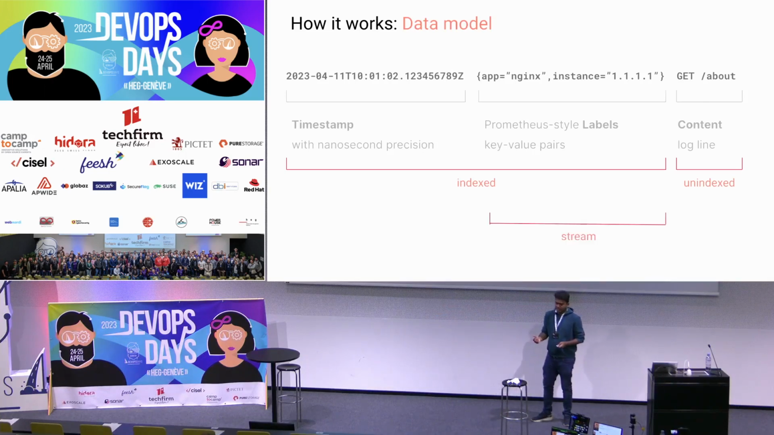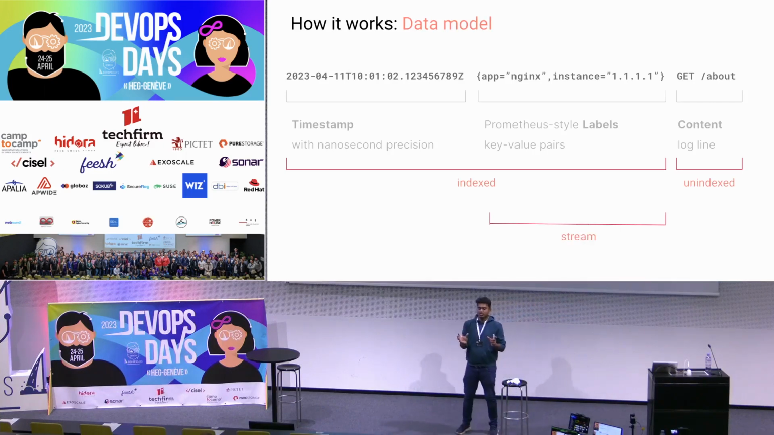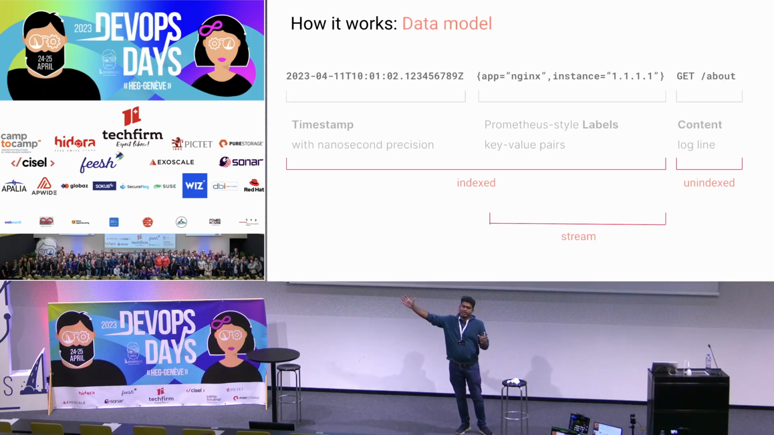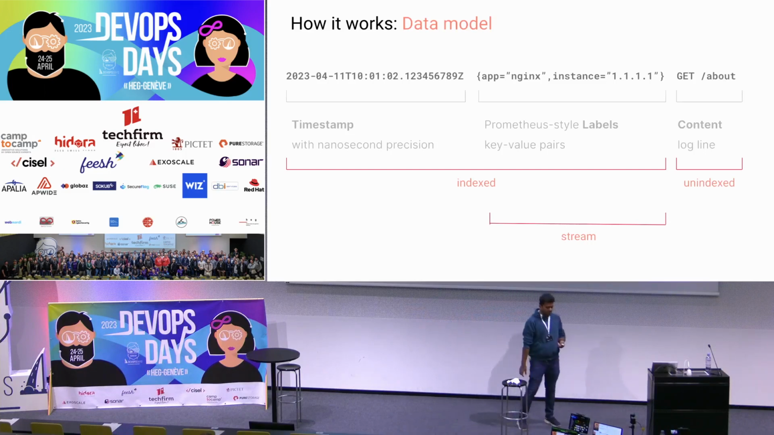That's by design. And one more thing I wanted to point out is this combination of unique labels, we call it a stream. What this means is that a single unique stream can ingest multiple log lines. So from this cluster and namespace, you'll have tons of logs coming in. That's the stream in Loki terms.